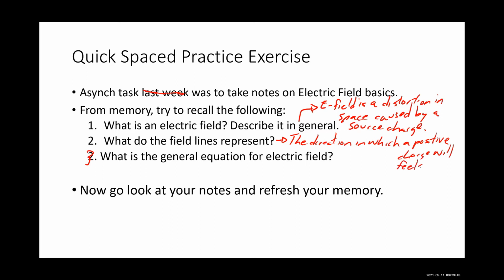Okay. I'm gonna go over these things quickly, but again, this is not notes that I think you should be taking. Hopefully this is stuff that you already have in your notes. So my quick answer to what is an electric field is an electric field is a distortion in space caused by a source charge. The field lines, what do they represent? They represent a lot of things, but the simplest thing I would say is the direction in which a positive charge will feel an electric force. And the most general equation for electric field is electric field equals force per unit charge.